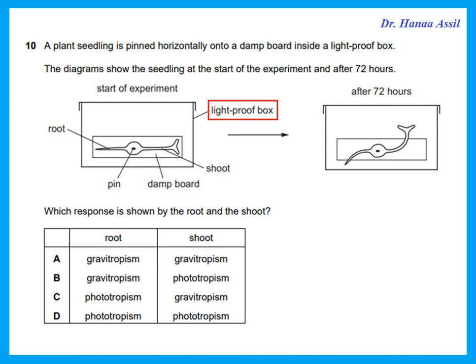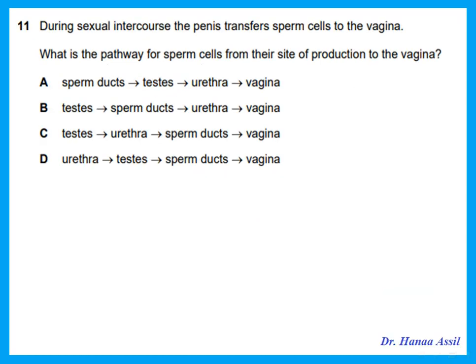So when the root goes down and the shoot goes up, they are responding to what? They are both responding to gravity. So this is gravitropism. Remember that the root grows towards gravity and the shoot grows away from gravity. We say this is negative gravitropism.